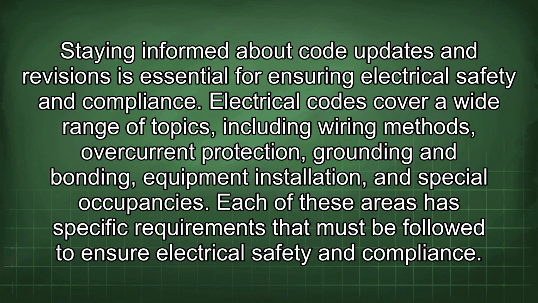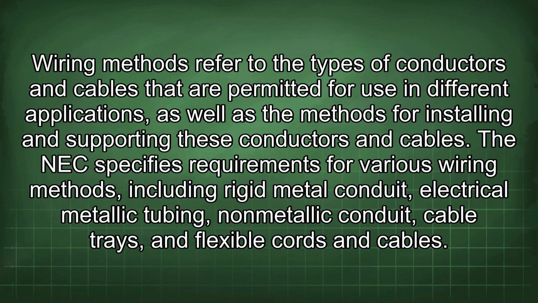The electrical codes cover a wide range of topics, including wiring methods, overcurrent protection, grounding and bonding, equipment installation, and special occupancies. Each of these areas has specific requirements that must be followed to ensure electrical safety and compliance. Wiring methods refer to the types of conductors and cables that are permitted for use in different applications, as well as the methods for installing and supporting these conductors and cables.